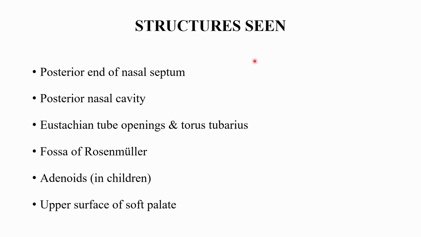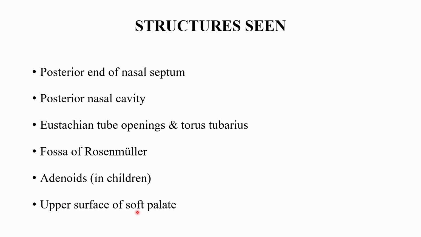So structures which are seen at the posterior end of the nasal septum, posterior nasal cavity, eustachian tube opening with torus tubarius. Again, remember that torus tubarius is a part of Waldeyer's ring. Then fossa of Rosenmuller, which is behind this torus tubarius and eustachian tube opening. Adenoids in case of children, these are normally present.